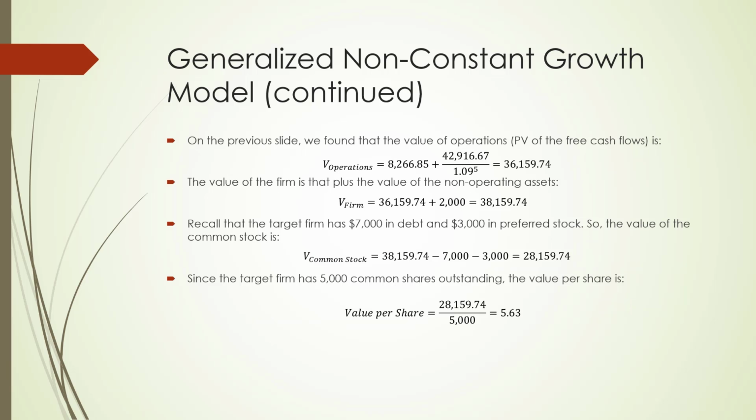Now, we found that the value of operations was 36,159.74. So the value of the firm is that number plus the 2,000 that they have in non-operating assets. So we get a total value of the firm of 38,159.74. Now, remember, we want the value of the common equity. So from that 38,159.74, we're going to subtract the value of the debt and the value of the preferred. That gives us 28,159.74. Now recall that the company has 5,000 shares of common stock outstanding, so 28,159.74 divided by 5,000 gives us a value per share of 563.